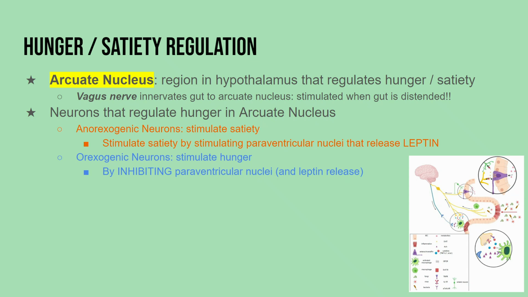And there are two neurons that do this. The anorexigenic neuron, when that one fires, it stimulates satiety. So the anorexigenic neuron would stimulate satiety if the gut was full, if it's distended. The orexigenic neurons stimulate hunger, and that would happen if the gut is empty.